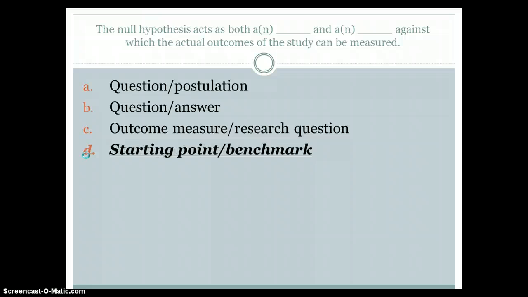So the null hypothesis acts as both a starting point and a benchmark against which the actual outcomes of the study can be measured. That means that we start by saying, you know what? We're just going to play it safe. And we're going to assume that nothing is happening here. There's no relationship, that everything's equal, right? Nothing unique. And then we use it later as we collect the data and we analyze the data as a benchmark. If we start with our benchmark that nothing is happening, then anything that deviates from nothing is happening becomes an alternative hypothesis, becomes our alternative finding. So we can use this null hypothesis to start and then to benchmark.